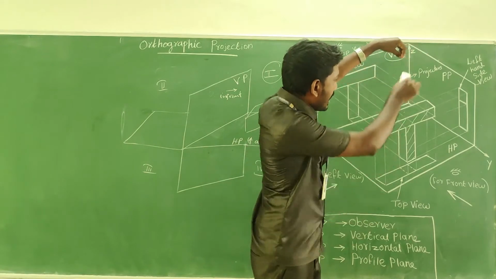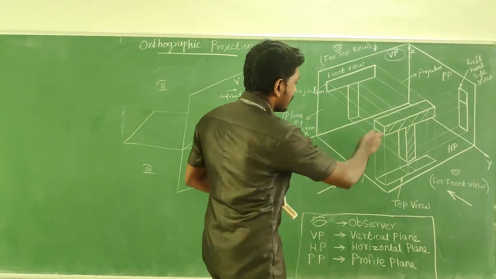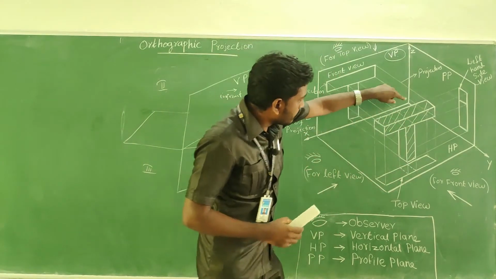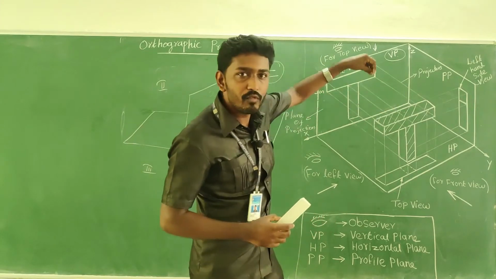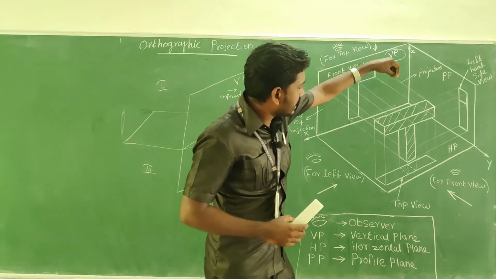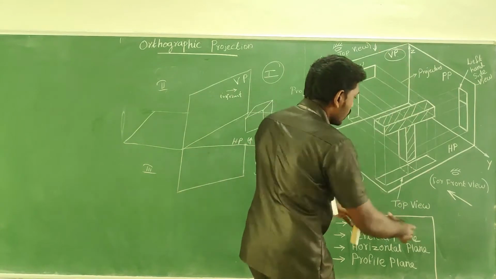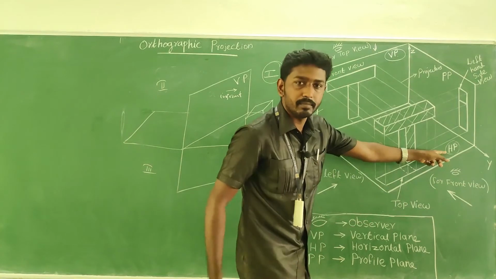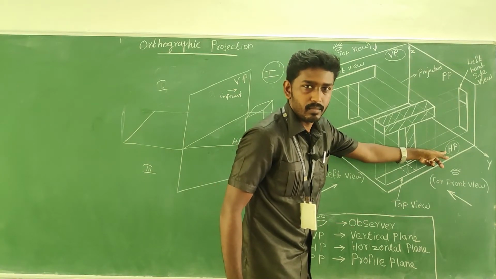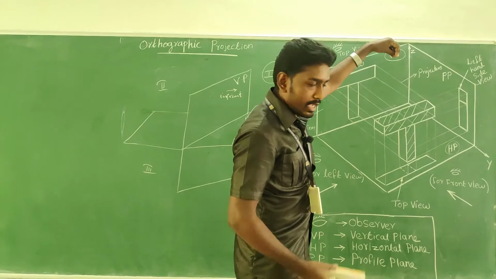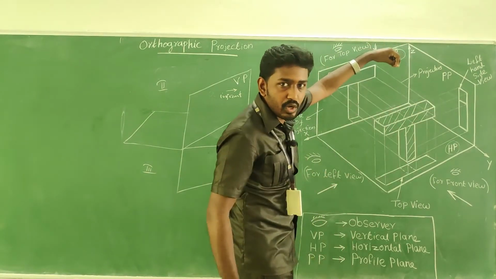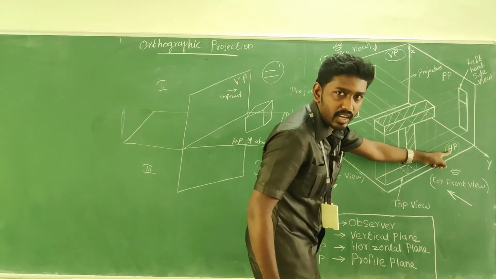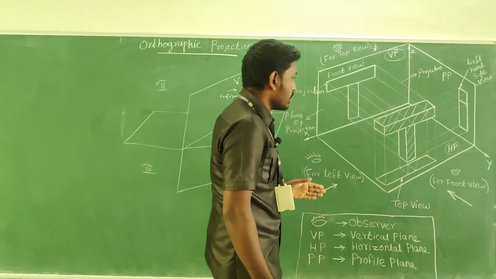If I look at the object 90 degree to it, what happens? Definitely this rectangle portion will be visible, right? This rectangle will be visible, and this will be thrown onto the plane, the HP. So for the top view, the image which is captured when we are looking 90 degree to it will be thrown on the plane called HP, right?